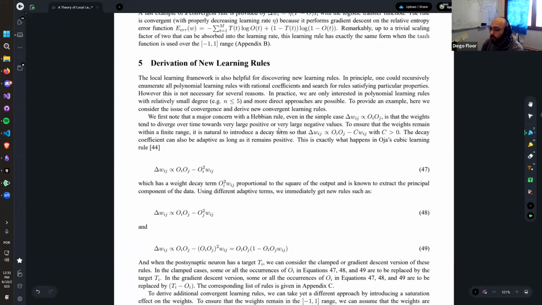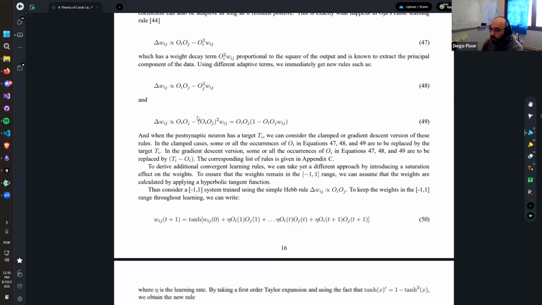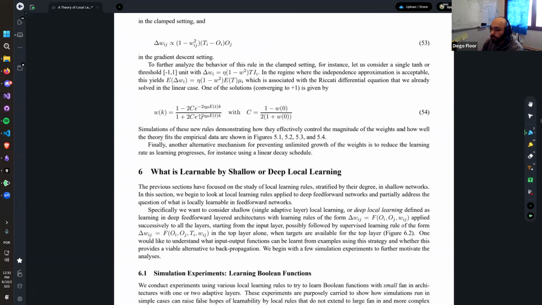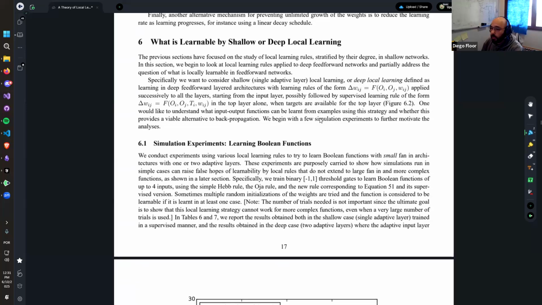So this section, I didn't dive too much into it. They're basically saying that the whole machinery that they built, all the tables, all the way to calculate new things, is also a generative tool. Like they can use it to generate new learning rules. They have specific properties. Now 6 is where they actually do a bunch of interesting stuff.